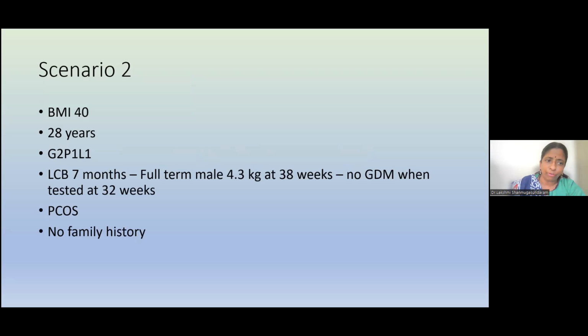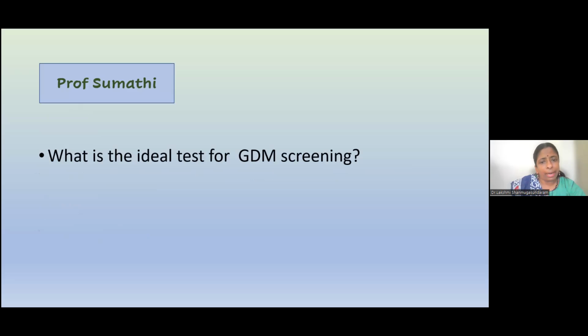This is a BMI 40 who is 28 years of age. She has had 1 previous pregnancy when she had a 4.3 kilogram baby at 38 weeks. But in that pregnancy, there was no GDM, and the test was done at 32 weeks. Her last childbirth was 7 months ago. There is a history of polycystic ovaries. What will be the ideal test to screen for her? Over to Sumati, Madam.